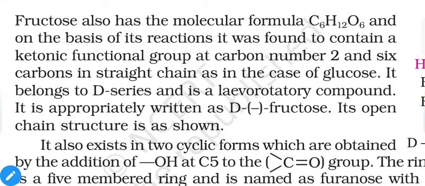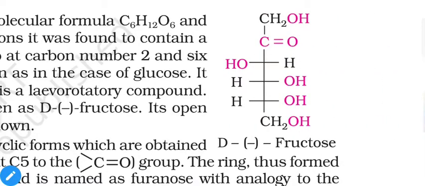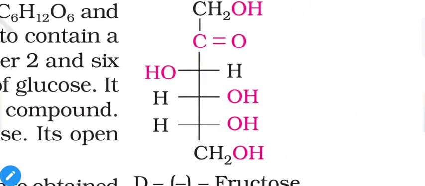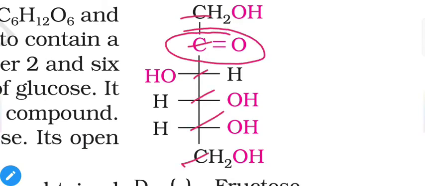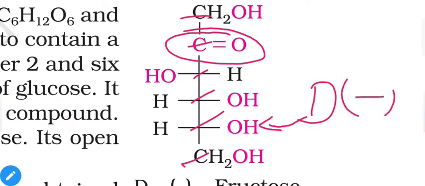Its open chain structure is as shown here. So this is the open chain structure of fructose. As you can see, we have a total of 6 carbons in a chain, 1, 2, 3, 4, 5 and 6, and the second carbon contains our main reactive group, the ketonic group, and the second last carbon, which is asymmetric, contains the OH group on the right hand side. That's why it is capital D, and optically it rotates light in the left hand side direction, so minus. That means the nature of fructose is opposite to glucose as per optical activity.